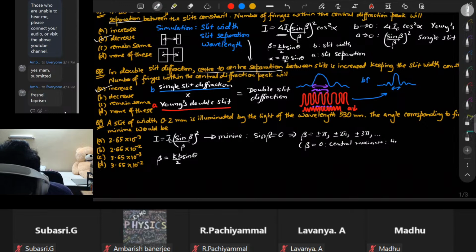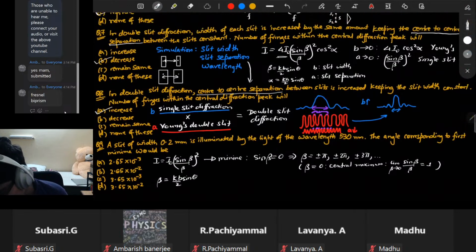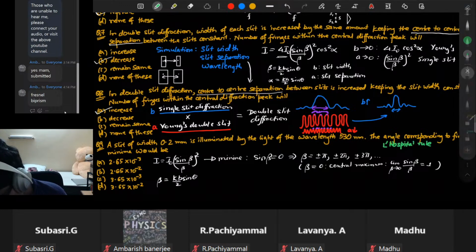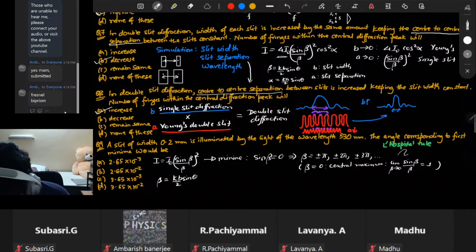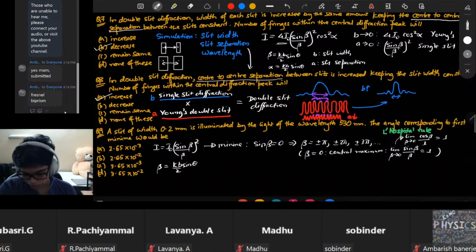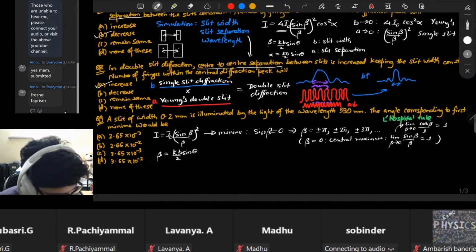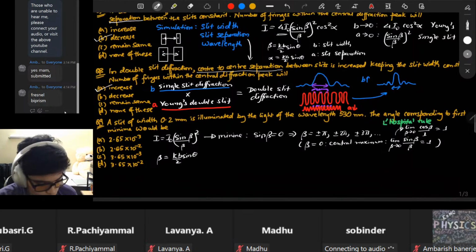And this happens because the limit of beta tending to 0 of sine beta over beta equals 1. This limit you can find by using what is known as L'Hopital's rule. What this rule says is that you differentiate the numerator and the denominator and then apply the limit. So this is the same as the limit beta tending to 0 of the derivative of sine beta, which is cos beta, over the derivative of beta, which is 1. And now when you put beta equal to 0, you get 1. So using L'Hopital's rule, we get this limit, and that's why we exclude beta equal to 0, because that corresponds to the central maximum.